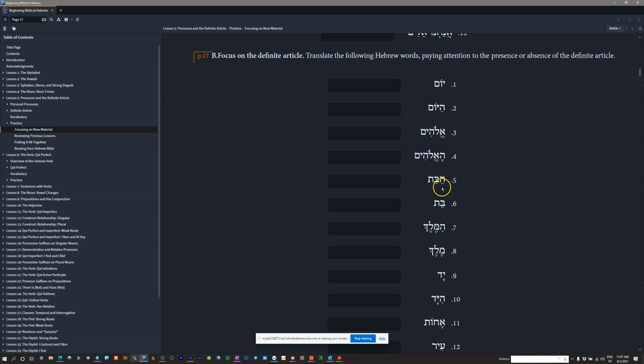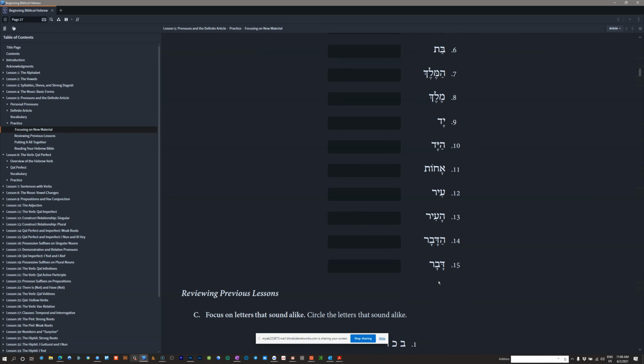Number 5, we have Habbat. Habbat would be the daughter. Number 6, Bat would be daughter or a daughter. Number 7, we have Hamelech. Hamelech is the king. Number 8, Melech is just king or a king. Number 9, we have Yad. Yad is hand or a hand. Number 10, Hayad would be the hand.